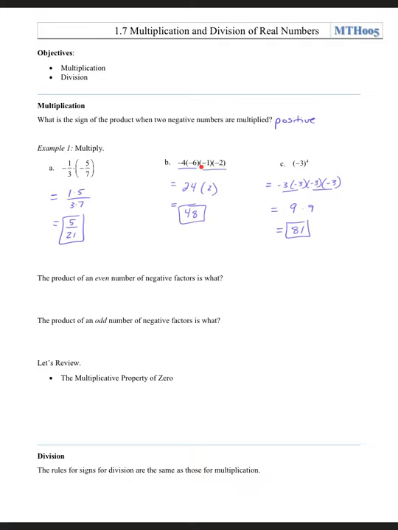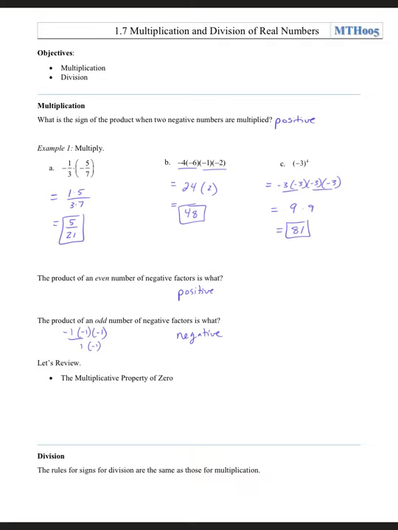The product of an even number of negative factors is what? Well, we just saw that up here. If you have an even number of negative factors, we have 1, 2, 3, 4, right, your answer will always be positive. But what if we have an odd number of negative factors? That would be something like negative 1 times negative 1 times negative 1. If we started with negative 1 times negative 1, that would be a positive 1, multiply that by a negative, so it would end up as a negative value.